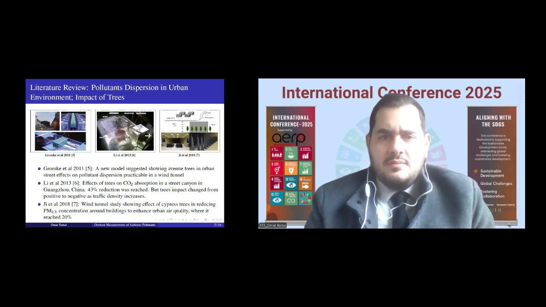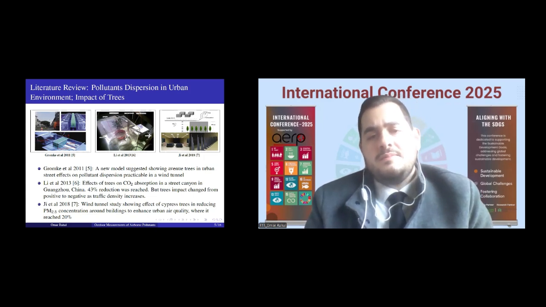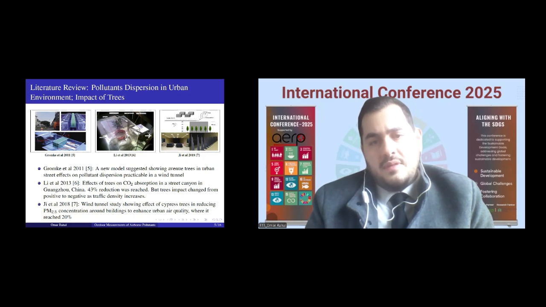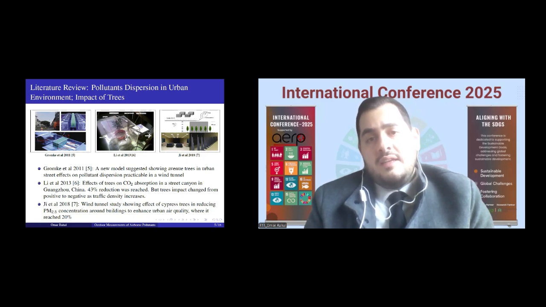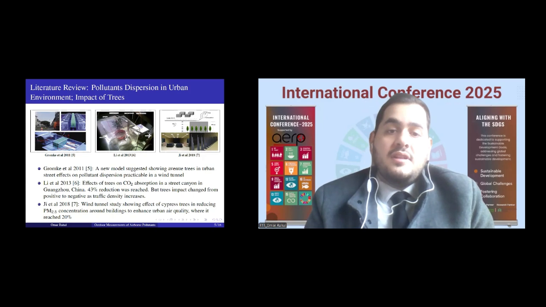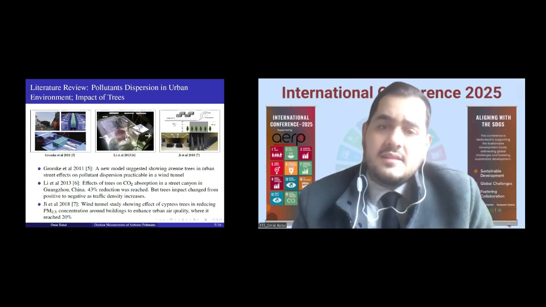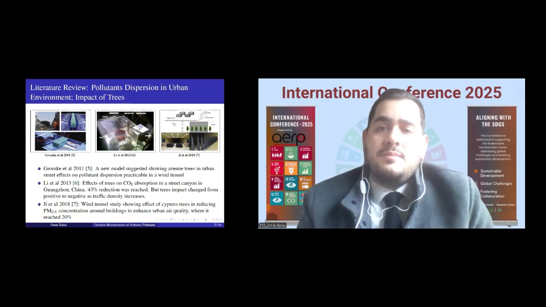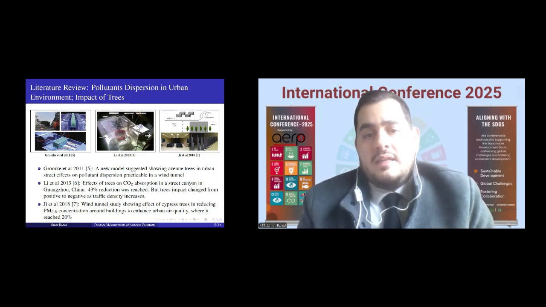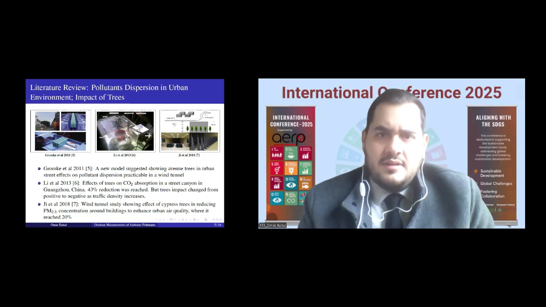The picture in the middle is for a previous study done by Lee in 2013, which shows the effectiveness of trees in absorbing carbon dioxide emissions. And impressively, they reached 43% reduction. But this impact changed from positive to negative as traffic density increases, which is very interesting.